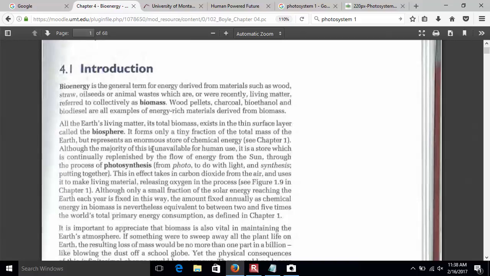Okay. It does say, although the majority is unavailable, that's your 2,000 zetajoules. It's a store which is continuously replenished by the flow of energy from the sun through photosynthesis. And I just showed you the molecule responsible for photosynthesis. There it is, CO2 comes from the air, releases the oxygen, carbon stays behind, and there's basically your carbon sequestration mechanism.